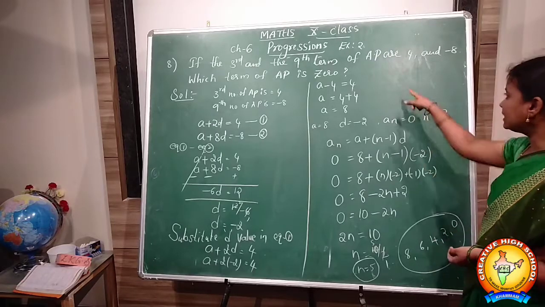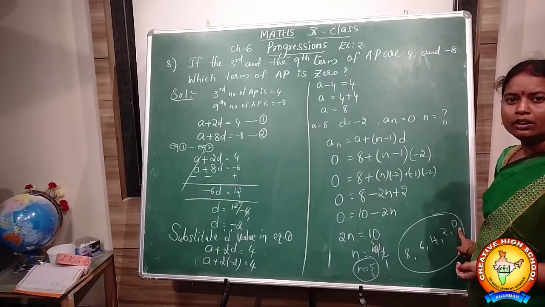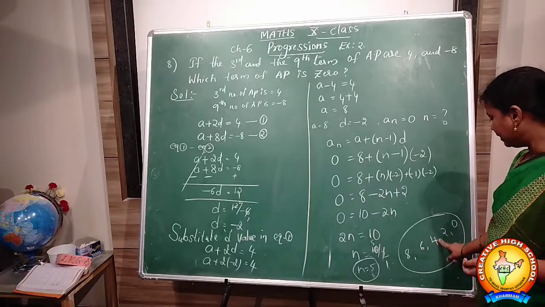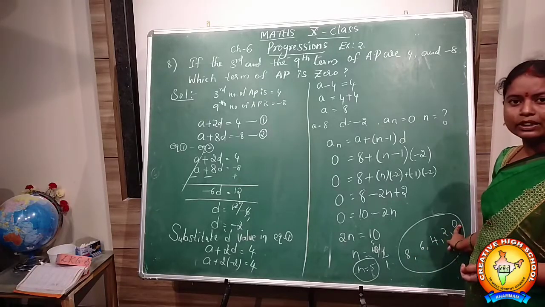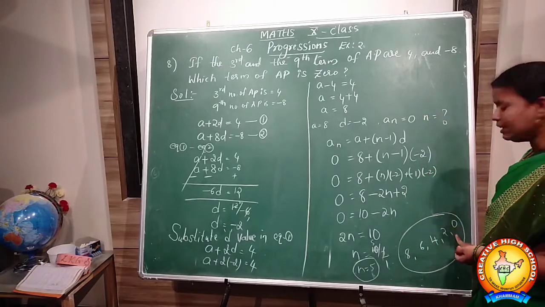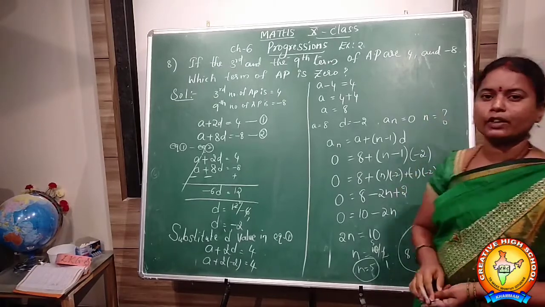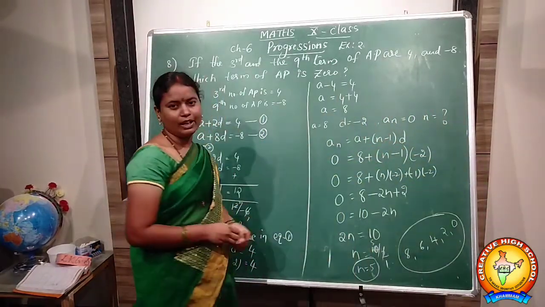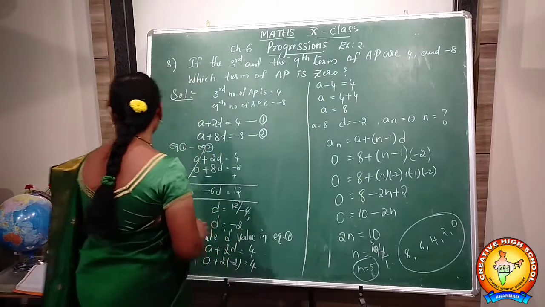Which term of this AP series will become 0? Fifth term. Yes. This is the first term, second term, third term, fourth term and the fifth term. So the fifth term of this AP series will become 0. So like this we have to find the nth term, if we don't know the A and D values. Okay. Let us see one more problem.